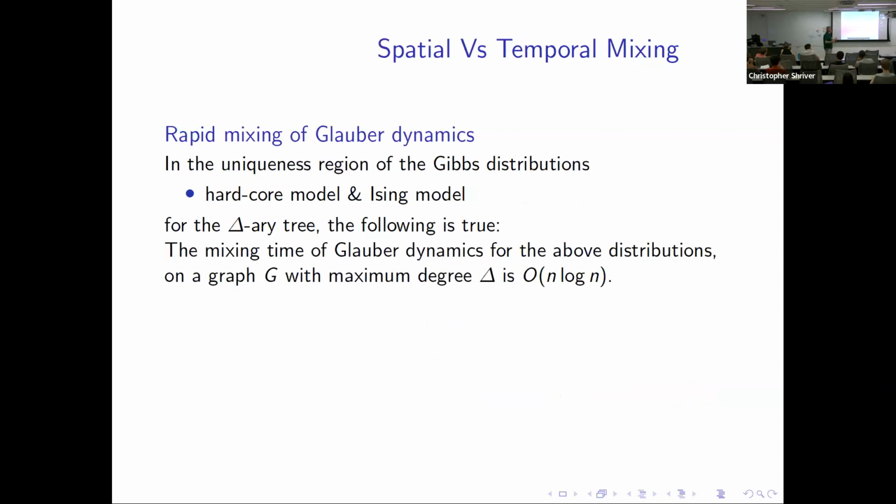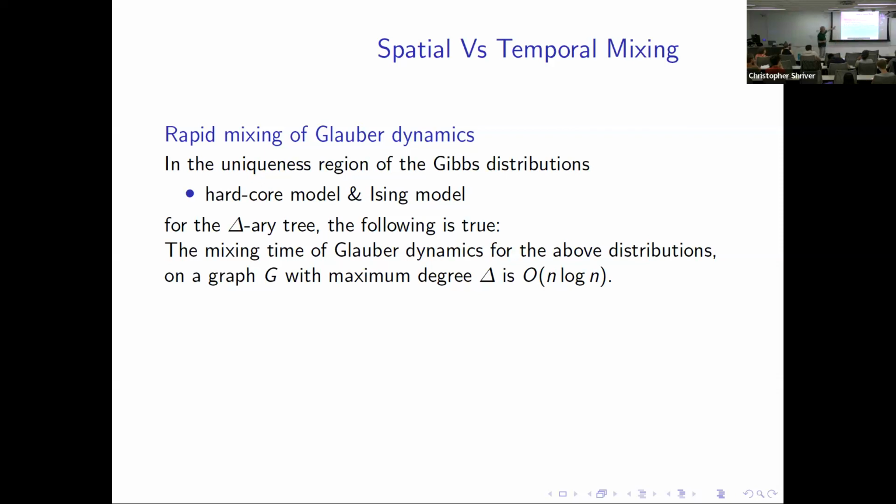So what do we know? We have this general, very amazing result, I would say. Choose one of the two distributions I mentioned before, like the hardcore model or the Ising model, and set the parameters somewhere in the region where we have uniqueness for the delta-tree. Then take the Glauber dynamics for this distribution on the graph G with maximum degree delta. Then the mixing time is optimal. It's big O of n log n. I think we cannot hope asymptotically to get anything better than that.